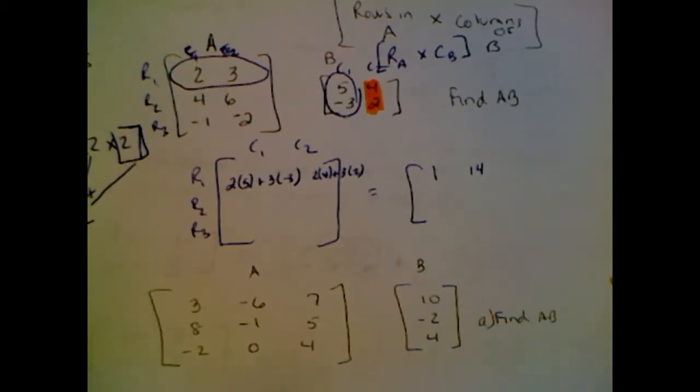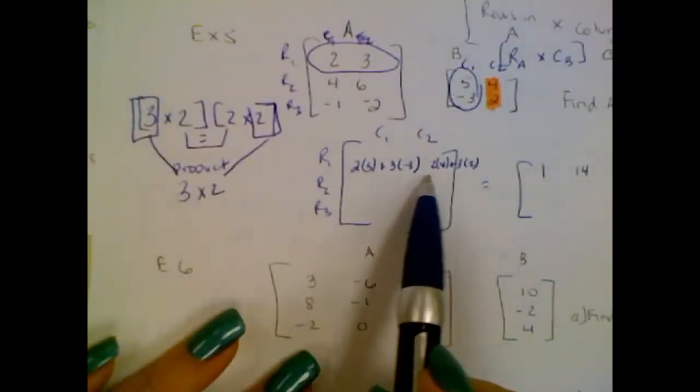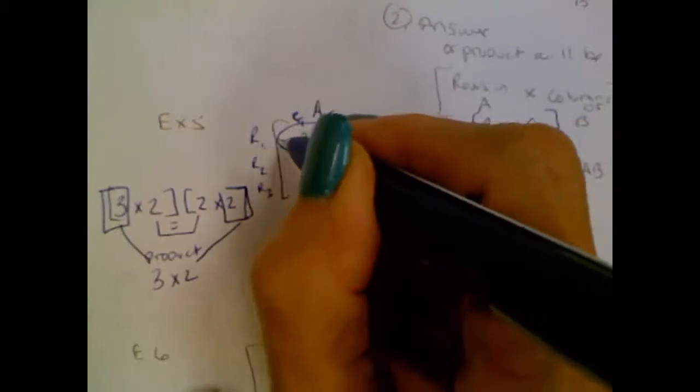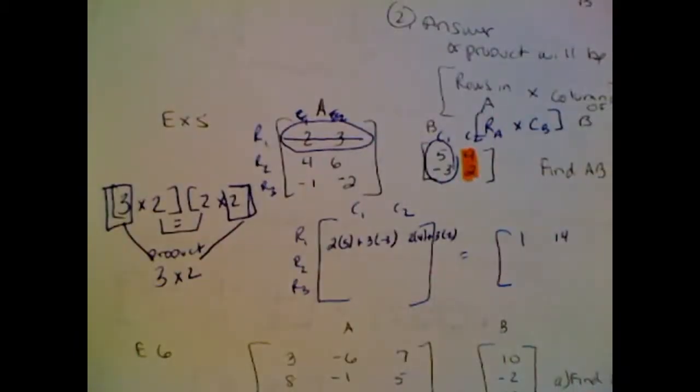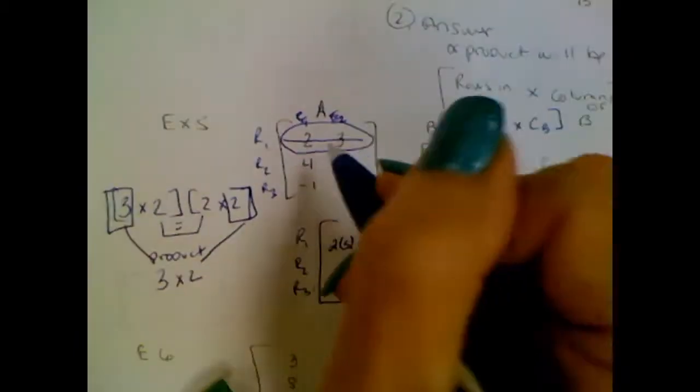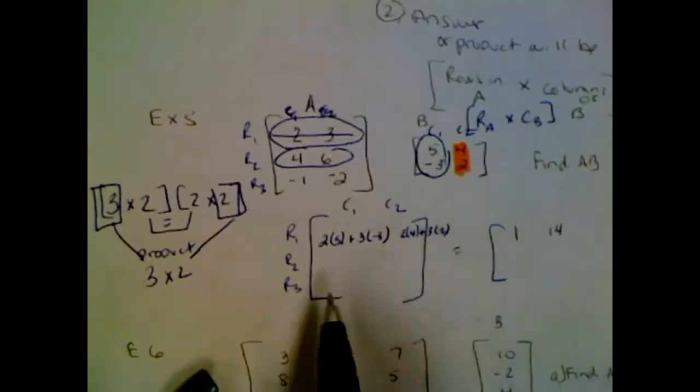At this point, guys, row 1 is done. Do you guys see that? So I'm going to come up here and cross this out. I'm not using 2 and 3 ever again. And now I'm going to circle row 2 because now we're in row 2.